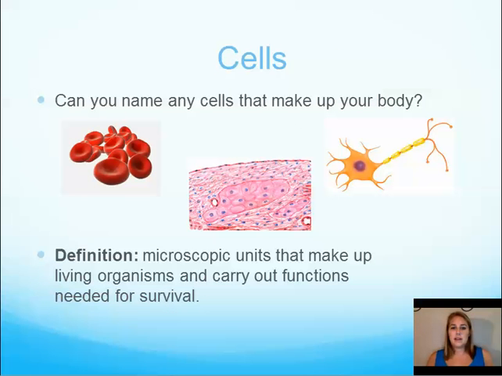The next big common characteristic is cells. Our bodies are made up of trillions of cells, and can you name any of these cells that make up your body? We have tons of cells. We have blood cells, muscle cells, neuron cells, bone cells. Okay. The definition is microscopic units that make up living organisms and carry out functions needed for survival. The cells are also the most basic part of organization, the smallest.